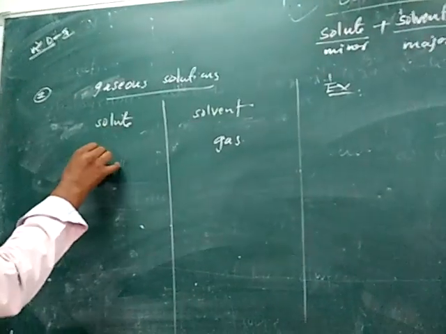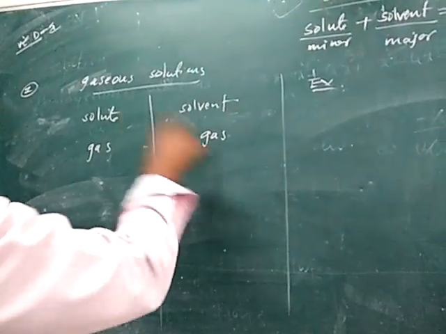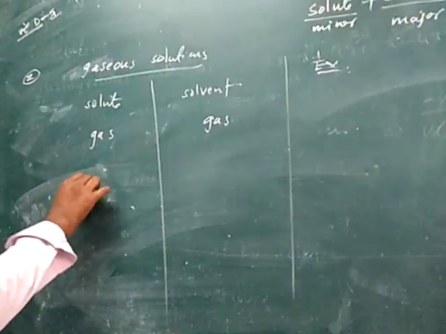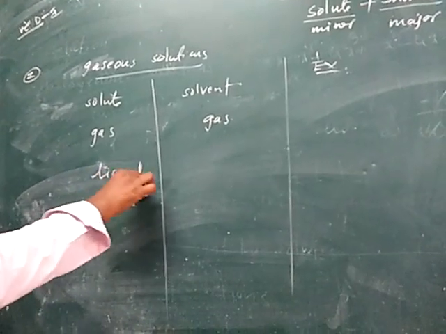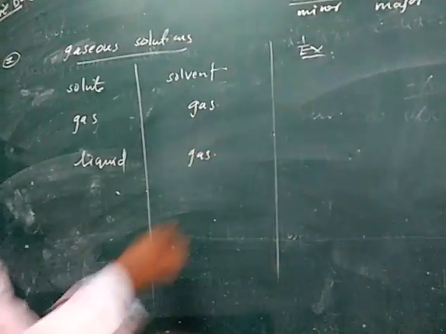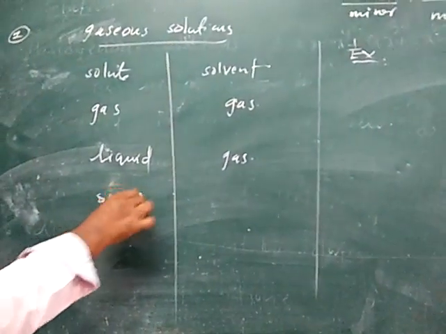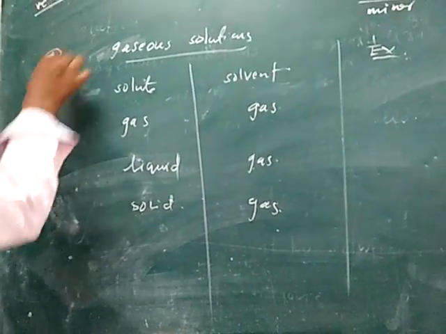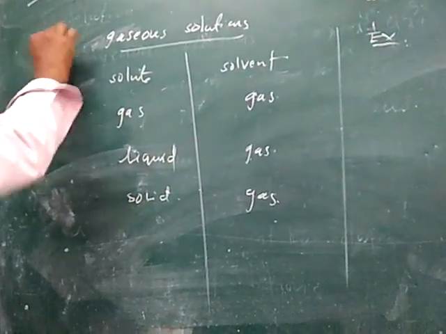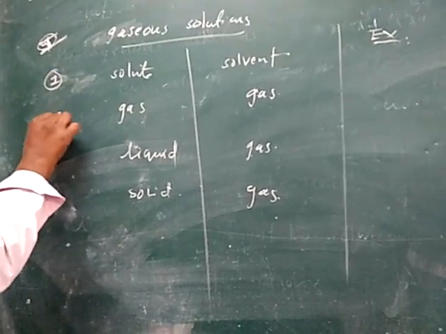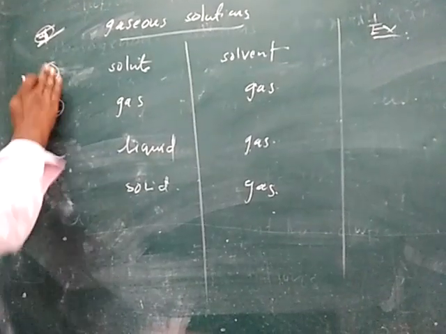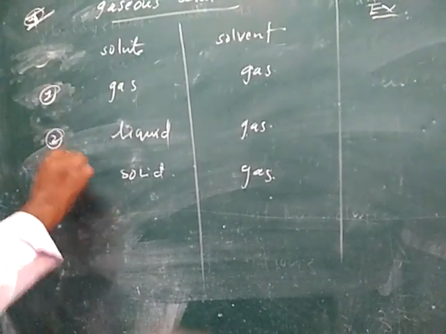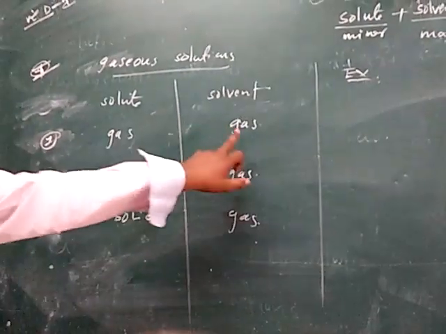First we take solute gas in gaseous type solution: solute gas, solvent gas. If the solute is liquid, the solvent is again gas. If the solute is solid, the solvent is again gas. So these are gaseous solutions one, two and three.